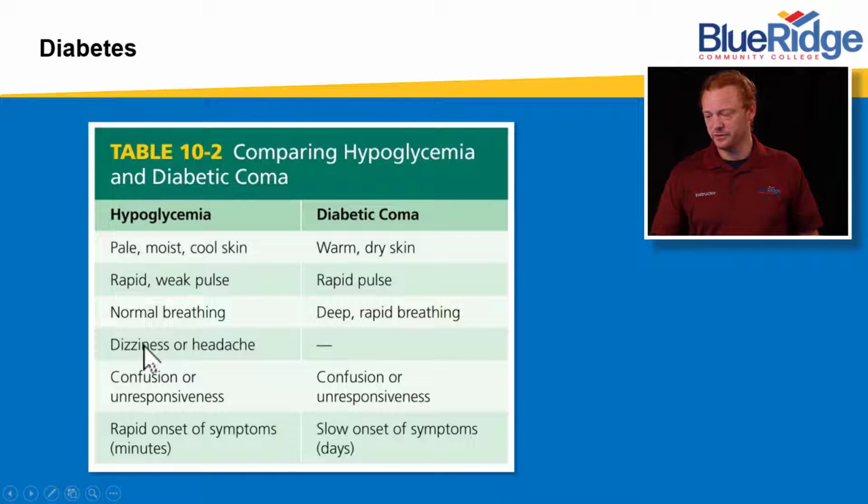Hypoglycemia is associated with dizziness and headache, and then they're usually confused or unresponsive in both. Hypoglycemia usually is a very rapid onset and catches people off guard, and then hyperglycemia usually takes a couple days for the onset to occur.